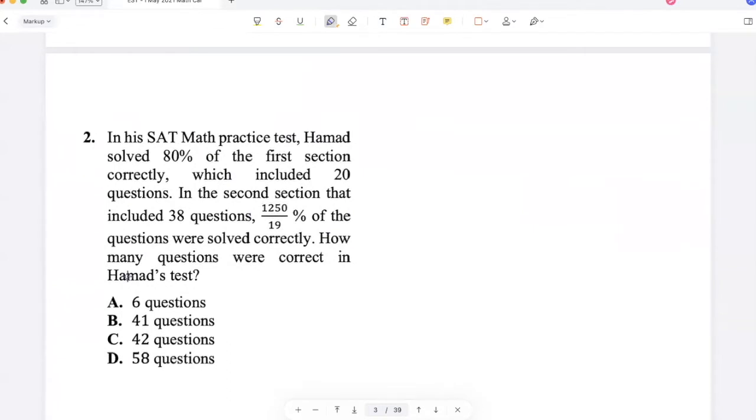In his SAT math practice test, Hamad solved 80% of the first section correctly, which included 20 questions. In the second section, that included 38 questions, 12.5 by 19% of the questions were solved correctly. How many questions were correct? Okay, so 80% of 20 plus 12.5 by 19% of 38, right? These are the number of questions that he got correct.